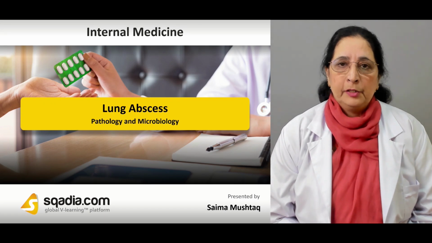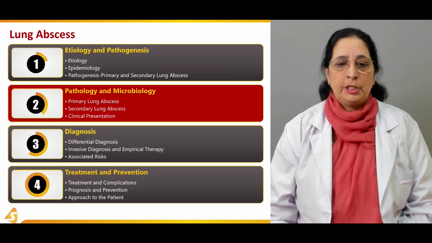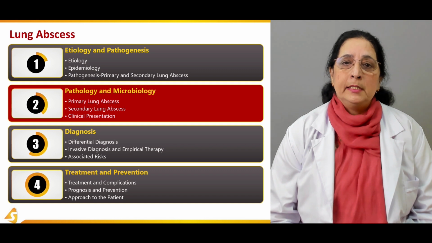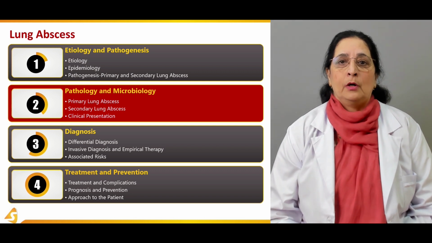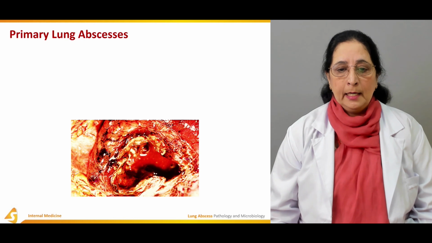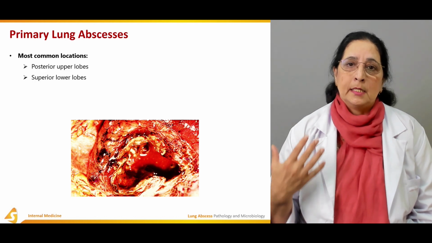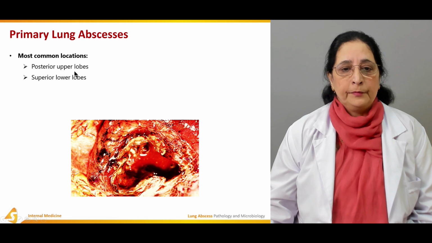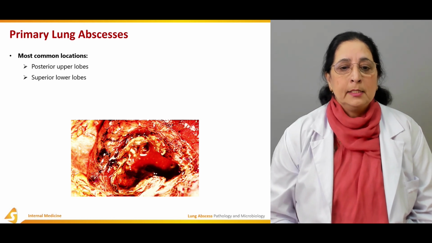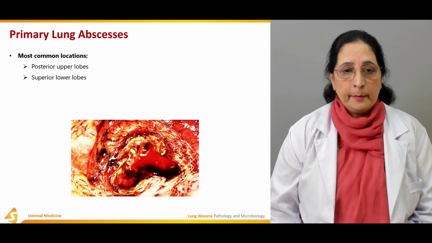In the second section of our topic, lung abscess, now let's move on to pathology and microbiology of primary lung abscess, secondary lung abscess, and then also we will discuss the clinical presentation of the primary and secondary lung abscess. So primary lung abscess, the most common location is the posterior upper lobes of the lungs and superior lower lobes. So posterior upper lobe and superior lower lobes are the most commonly affected sites in primary lung abscess.